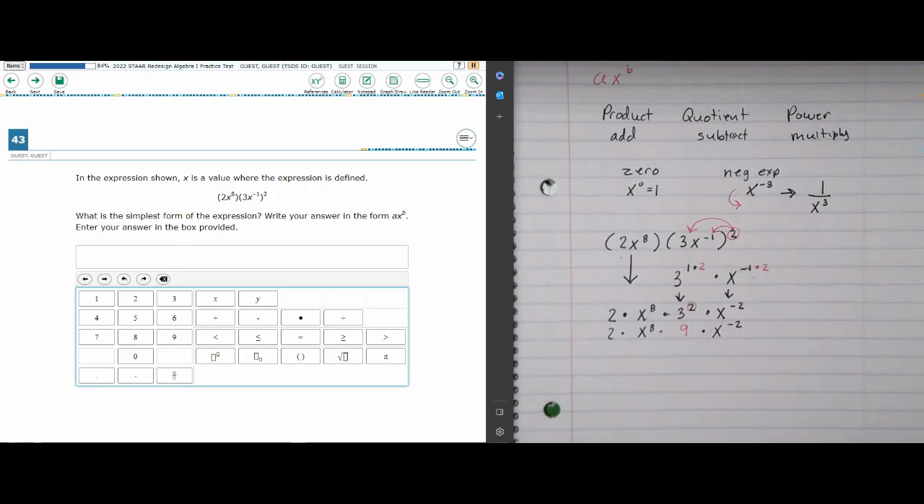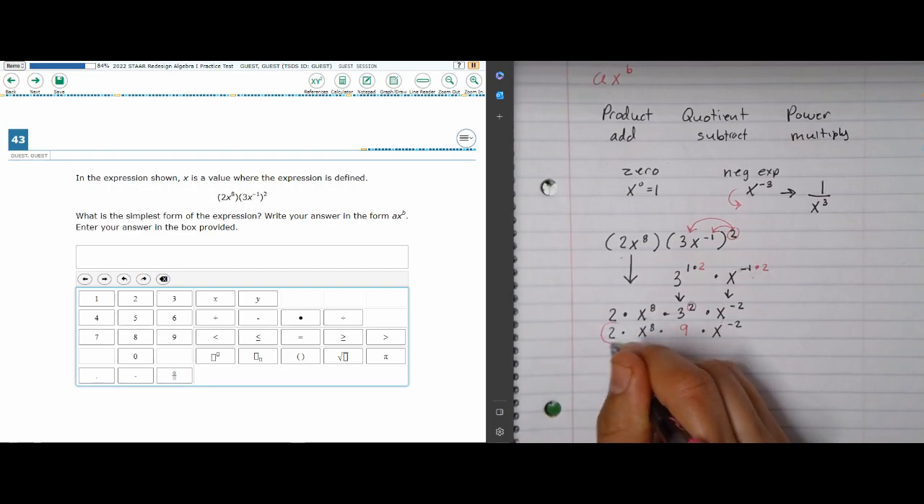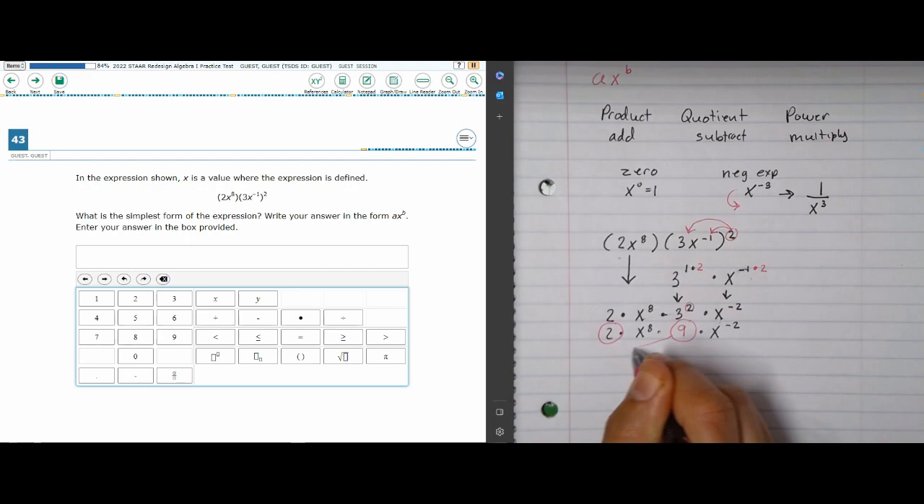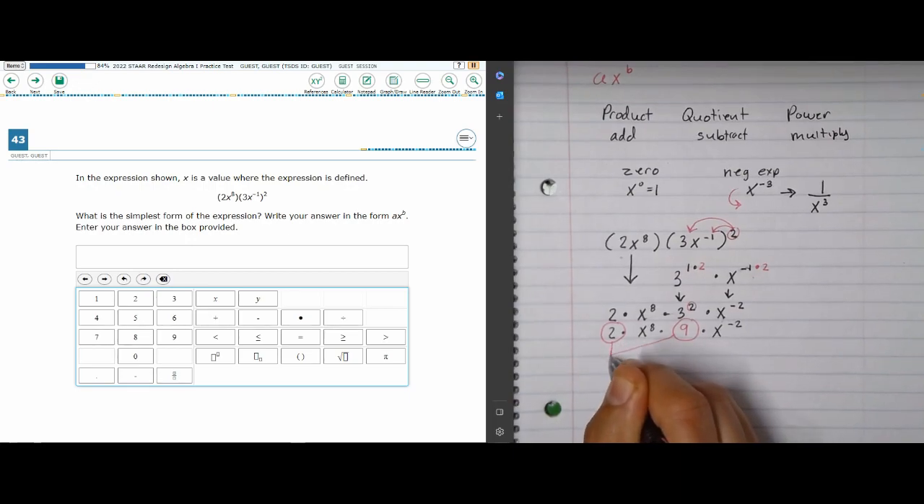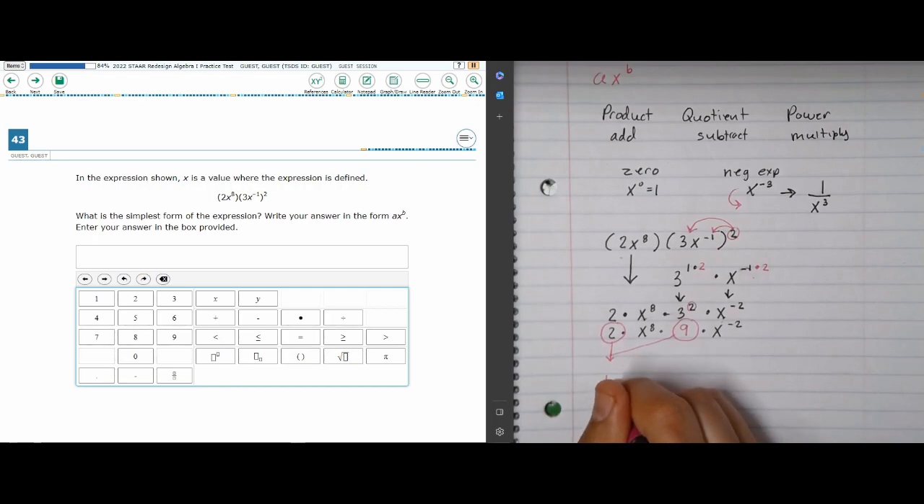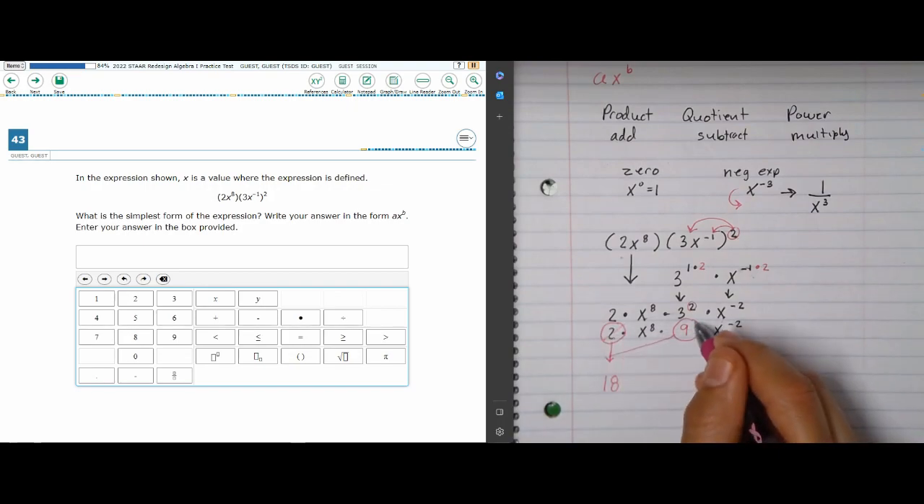So now we're just dealing with numbers. And remember, the order in which we multiply doesn't matter. So I'm going to try to keep things simple. I'm going to deal with the numbers first because I feel like that's always the easiest to deal with. I'm going to circle them. I am going to be multiplying 9 times 2, and 2 times 9 is going to give me 18. So we're getting closer to being done. Got rid of the 2 and the 9.